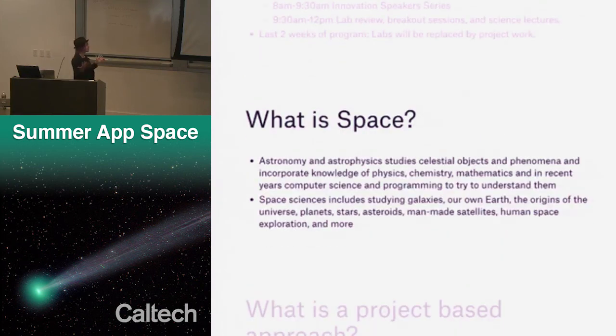Okay, so what is space? Space can be a lot of different things to different people. In this course, astronomy and astrophysics, we have chemistry, mathematics, physics, and in recent years, computer science. And space science includes studying galaxies, our own Earth, the origin of the universe, planets, stars, asteroids, satellites, human space exploration, and more. So this course has the theme of space, but I could have just as well had the theme of art or had the theme of anything else.